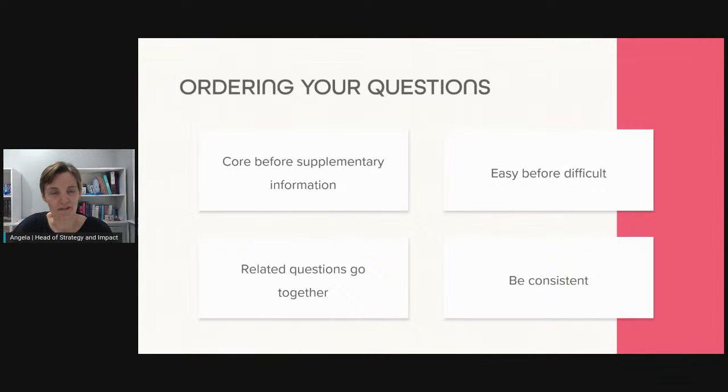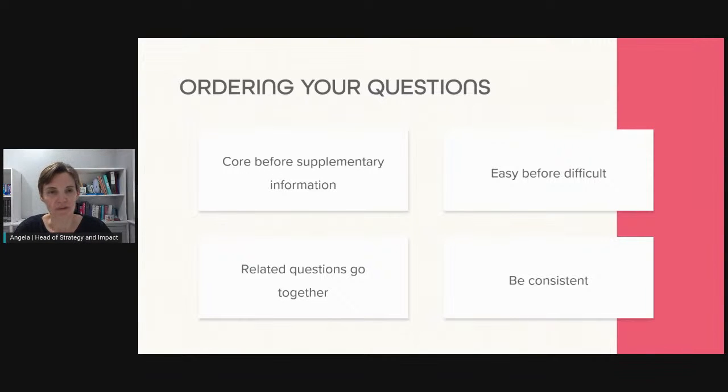If I then later in the form, quite a bit later, get asked another question about finance, I might have to reopen that stuff that I was previously looking at, thinking that I'd finished it. So it really helps to have all of those things together, cover off a topic that people might have to research and think about. And then finally, we've got be consistent. So this one's very much about the user experience in a form.